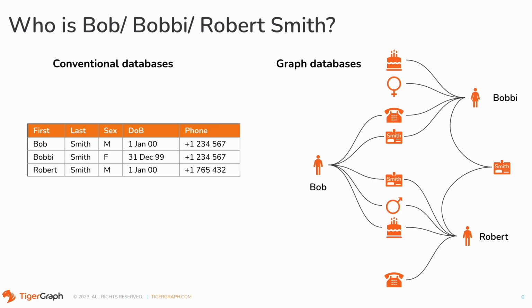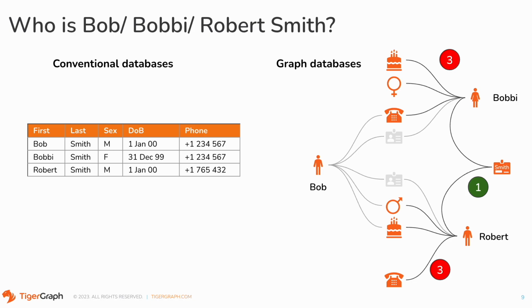Okay, let's start with Bob and Bobby. They share a phone number and a surname, but they have different birthdays and they are different genders. So they have 2 things in common, but they each have 2 attributes they don't share with one another. Bob and Robert share 3 things in common: surname, gender and birthday, but they have different phone numbers. Robert and Bobby only share a surname, but their gender, birthday and phone numbers are all different. It's beginning to look like Bob and Robert are the same person, but Bobby is someone else.